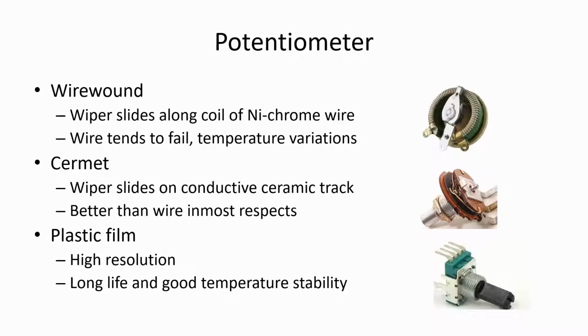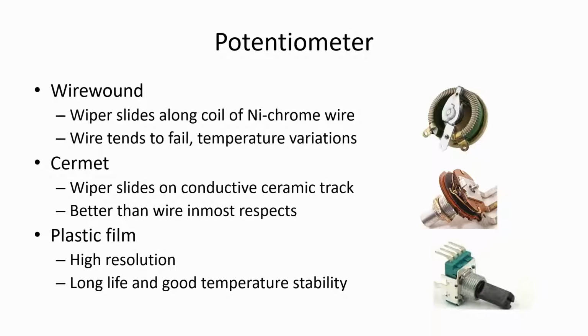There are three types of potentiometers. These potentiometers are used as sensors to sense position. One is wire wound, then cermet, and plastic film. These are the three types of potentiometers. In wire wound, the wiper slides along a coil of nickel chromium wire, and there will be a slider over it.